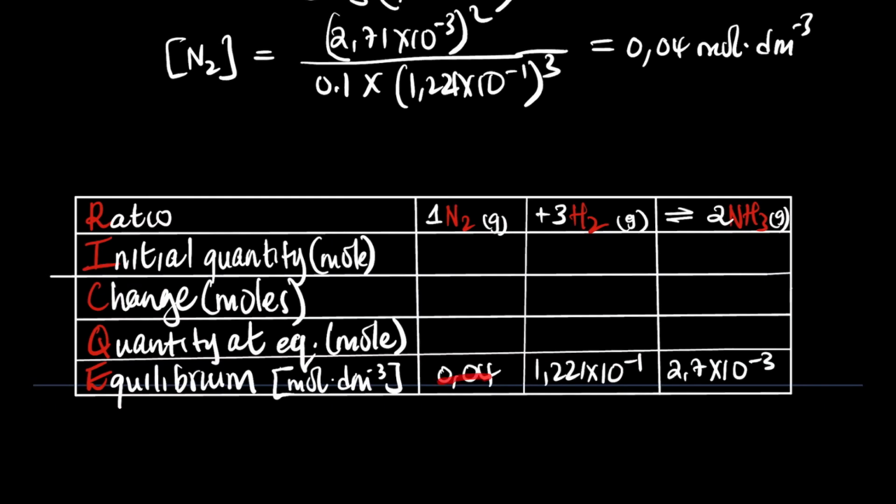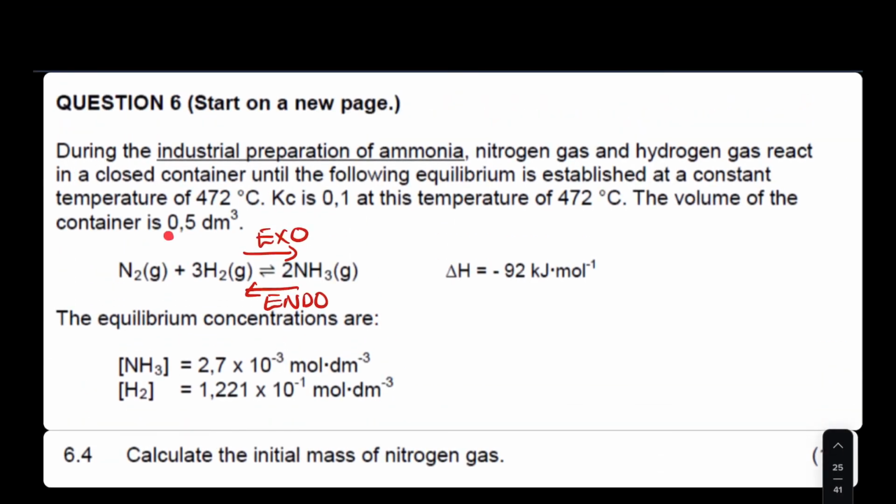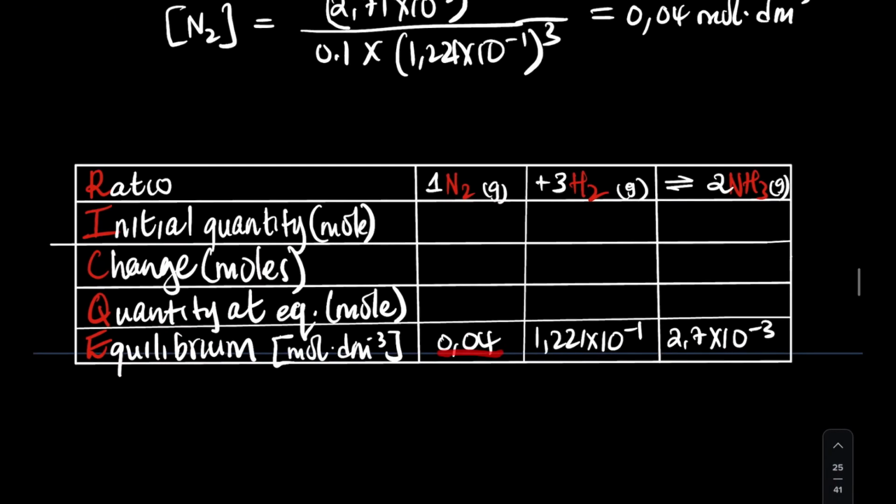Now, having the table, we're working backwards. We have the concentration here, but we wanted the number of moles at equilibrium. So we're going to take this value and multiply by the volume. So we multiply this value by 0.5, and we get the answer there.